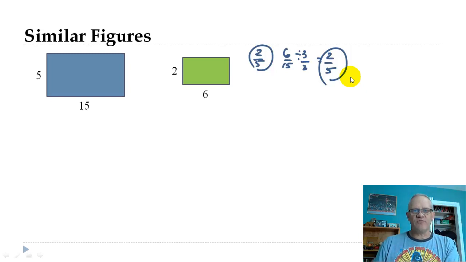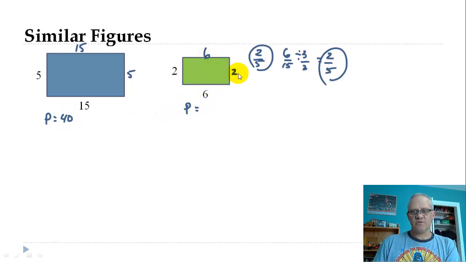The other thing that we learned before was something about the perimeter. If we look at the perimeter here, what's the perimeter of the first one? We're going to assume these are rectangles. So if this is 15, this is also 15, and this is also 5. So the perimeter of this one would be 30, 35, 40. The perimeter of this one is 6, that's 12, 14, 16 units.